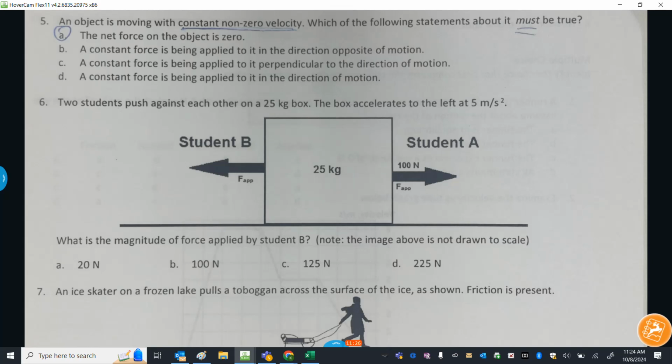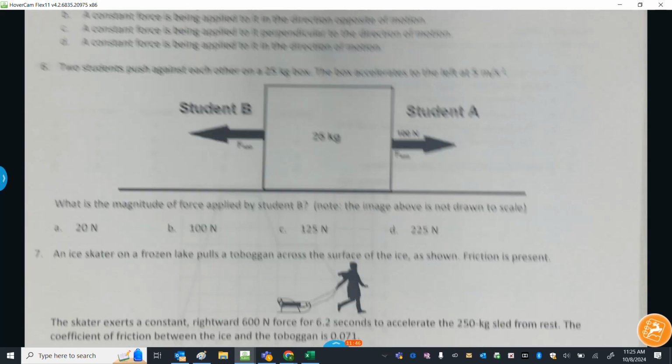Okay. Number 6. Number 6 was your second most missed question. So if you missed something in this class period anyway, chances are it was number 6. Y'all got about the same as the campus average, which is like 42%. So let's take a look at number 6.